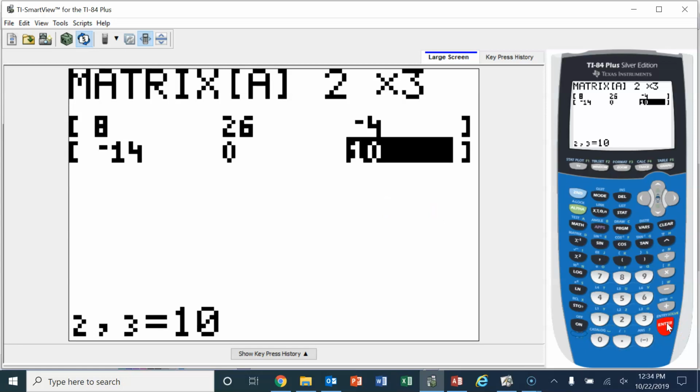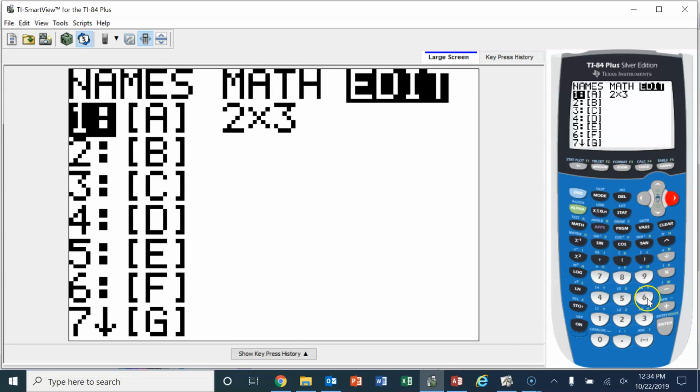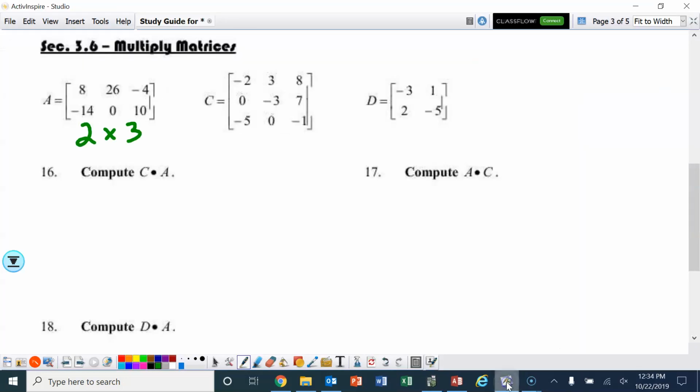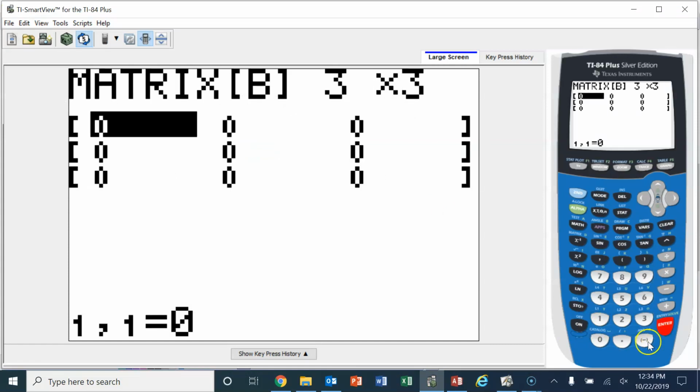All right, now we need to put the other matrix in. So we have to start over again. We're going to go second, matrix, or just the matrix button. Go back to edit, but this time pick number 2, matrix B. Looking at it, matrix B is a 3 by 3. All right, so here we go. We're going to set the dimensions 3 by 3. Type them in.